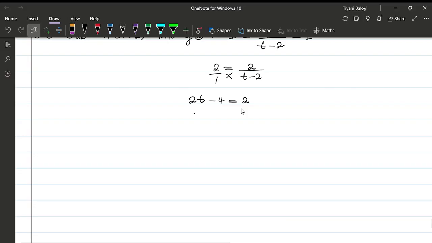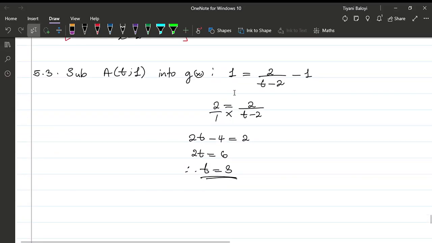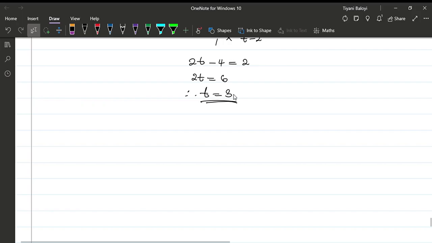And then you have 2t is equal to, this becomes positive, 2 plus 4, which is 6. You divide by 2, therefore t is equal to 3, right? So we've found that t is equal to 3. Okay, so we can move to question 5.4.